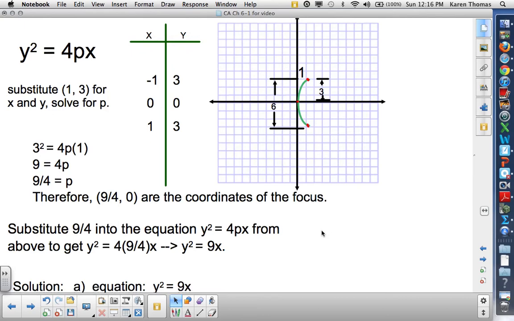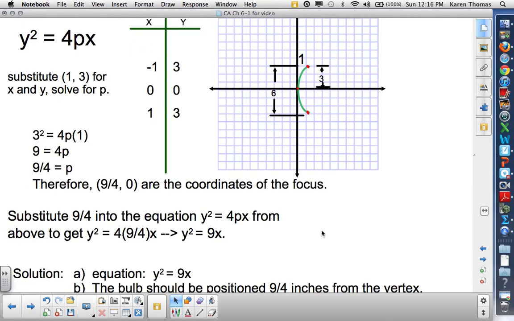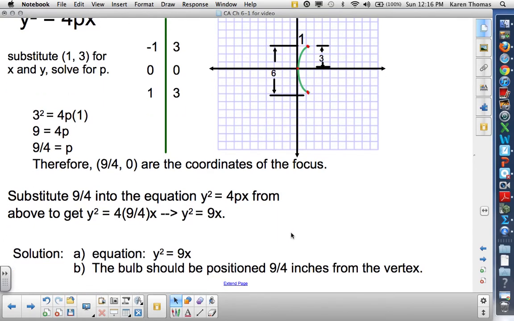Now, we substitute 9/4 into the equation y squared equals 4px from above to get the equation of our parabola, which is y squared equals 9x. So my actual solution to this whole problem is A. To write the equation, it's y squared equals 9x, and the bulb should be positioned 9/4 inches from the vertex. Replay this section if you have questions on what I did.